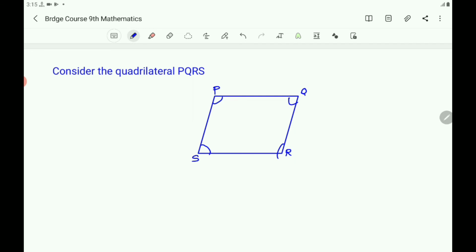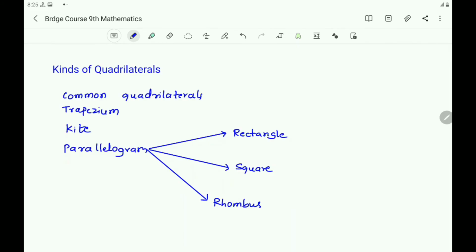And also here you can have the two diagonals. Which are the two diagonals? SQ is one diagonal and PR is the second diagonal. Quadrilateral is having two diagonals. You know that diagonals are the lines connecting the non-consecutive vertices. So you will get two diagonals in the quadrilateral. This is about the quadrilateral.